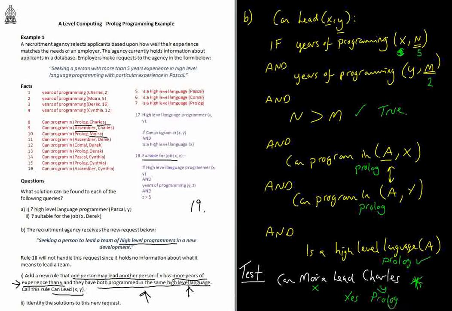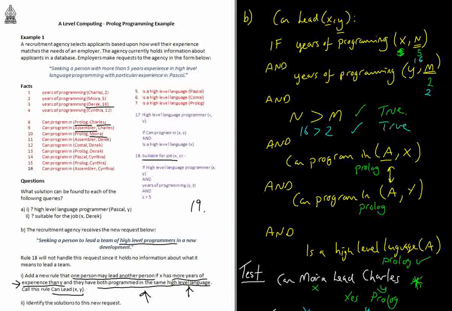Let's do another test. Can Derek lead Charles? Right, so I'll do my answers in blue this time. So Derek is my value of X and Charles is my value of Y. Okay, Derek, looking at this line here, in terms of years of programming, he's got 16 years of programming. So the value of N is going to be 16. And Charles, same person as last time, that's going to be 2. And is 16 greater than 2? Well, yeah, that's true.